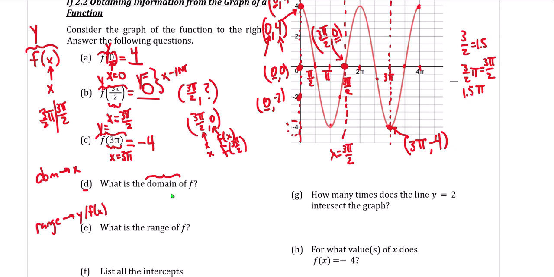Now, how do we write the domain? That will really depend on your teacher's preferences. There are several ways that we could write it. We could write the domain in terms of an inequality. We could say 0 is less than or equal to x is less than or equal to 4 pi. That's one way we could talk about the domain. We could talk about the domain in set notation, which might look something like this.